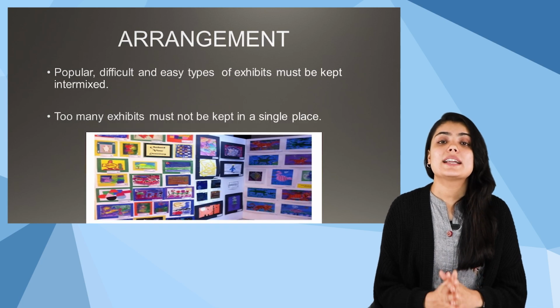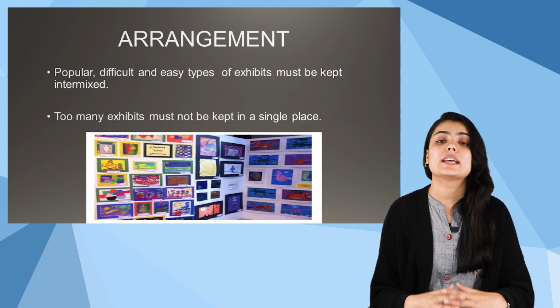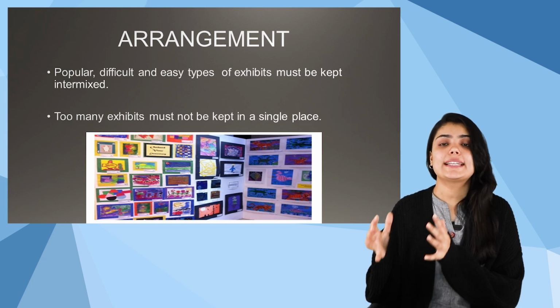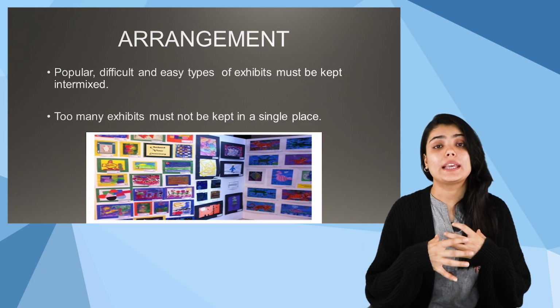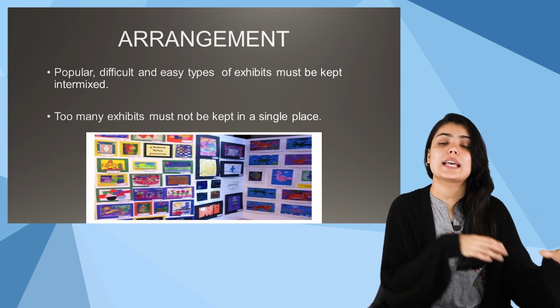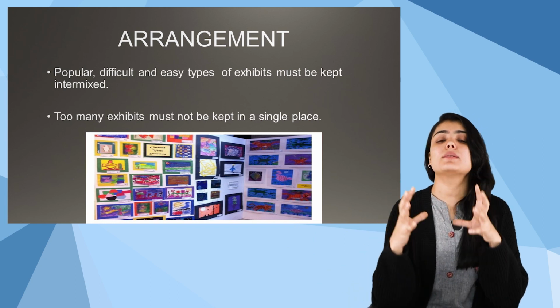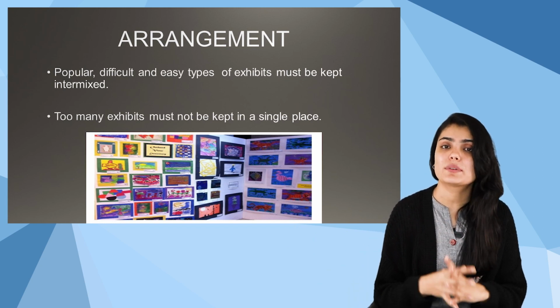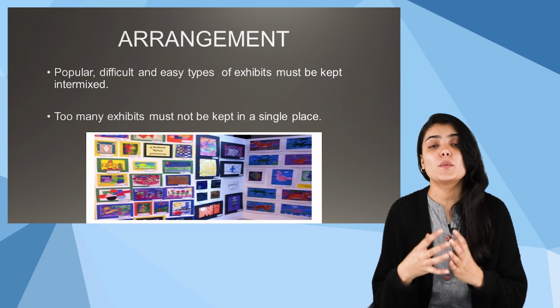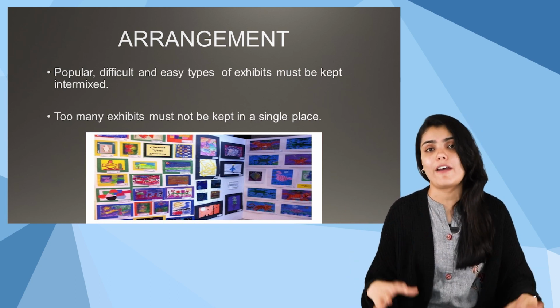Now let us see the arrangement of exhibits. How are the exhibits arranged in an exhibition? All different types of exhibits must be kept in a mixed manner. Popular ones on one side, complex ones on one side, and simple ones on one side are not to be kept. It must be kept intermixed. Popular, difficult or simple ones are all kept in a mixed fashion.